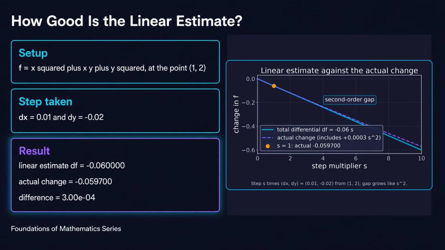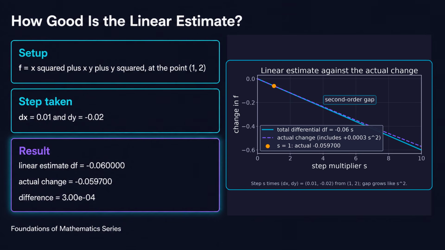Let us put a number on that. Stay with f equal to x squared plus xy plus y squared at the point (1, 2), where the partial derivatives are 4 and 5. Take a small step, dx of 0.01 and dy of minus 0.02. The total differential predicts 4 times 0.01 plus 5 times minus 0.02, which is minus 0.060000. The actual change, computed by evaluating f at both points and subtracting, is minus 0.059700. The difference is 3 times 10 to the minus 4.